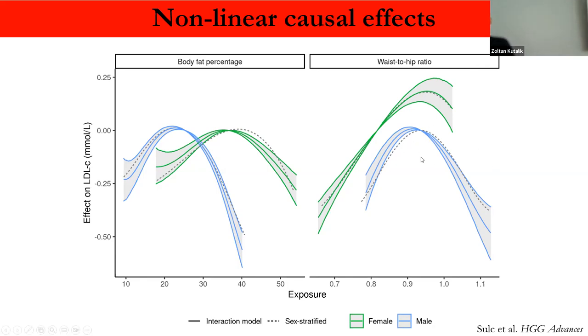Basal metabolic rate is a different story. It seems that the same value will give a much higher risk. And you can see that the average basal metabolic rate, of course, for women is lower than for men. But having the same value will not confer the same risk in terms of LDL levels. So what's very interesting about it is that we can detect nonlinear, non-monotonic relationships, and even sex-specific nonlinear and non-monotonic relationships, with these kinds of methods.